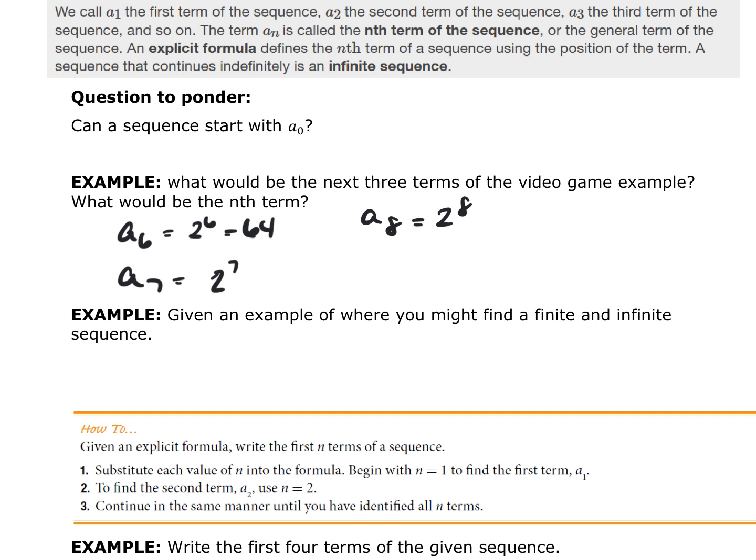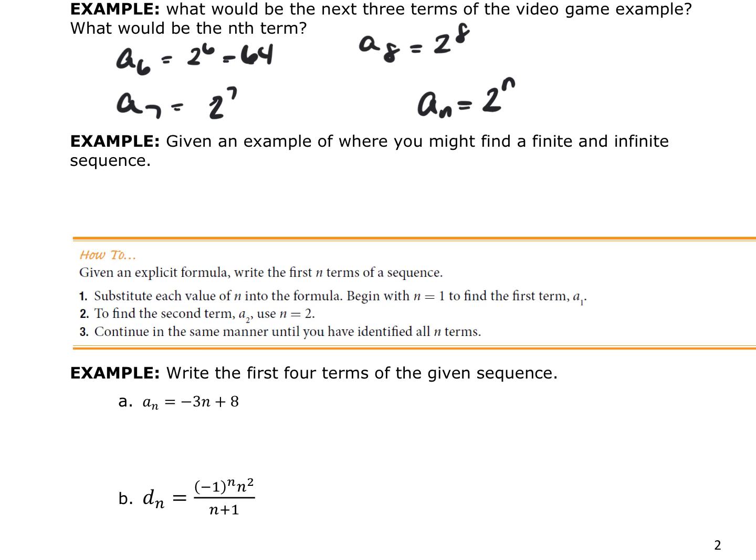The closed or explicit formula, the a sub n, when I see that, that's telling me the closed or explicit formula, which is 2 raised to the n. So if I want to go to the 10th term, I can jump right to the 10th term. So here's something for you to ponder. If I asked this to you in class, what would be an example of a finite and what would be an example of an infinite sequence? So just kind of think about that.